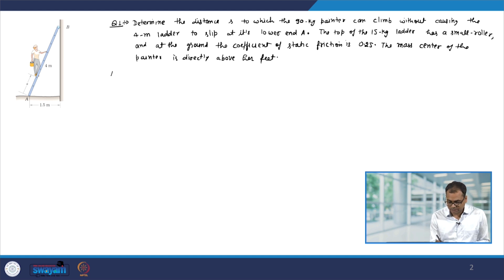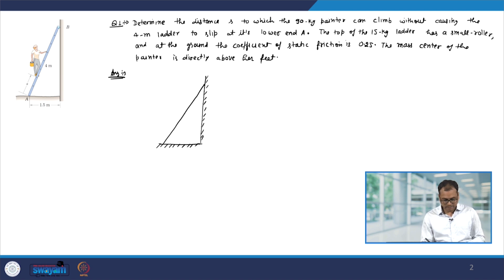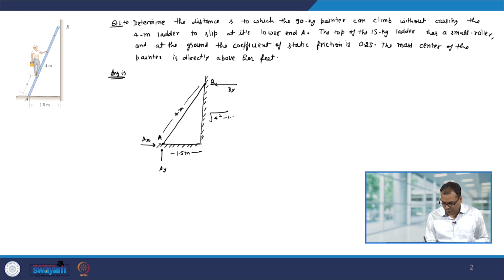So, to solve this question, let us first make the free body diagram. So, we have the ground and the wall, and this is the ladder. This point is A, this point is B. At A, there will be a force Ay and Ax. At B, since there is no friction and there is a roller, the reaction force will be in the x direction. It is also given that this is 1.5 meter, this is 4 meter. Therefore, this length will be square root of 4 squared minus 1.5 squared, which comes out to be 3.7 meter.